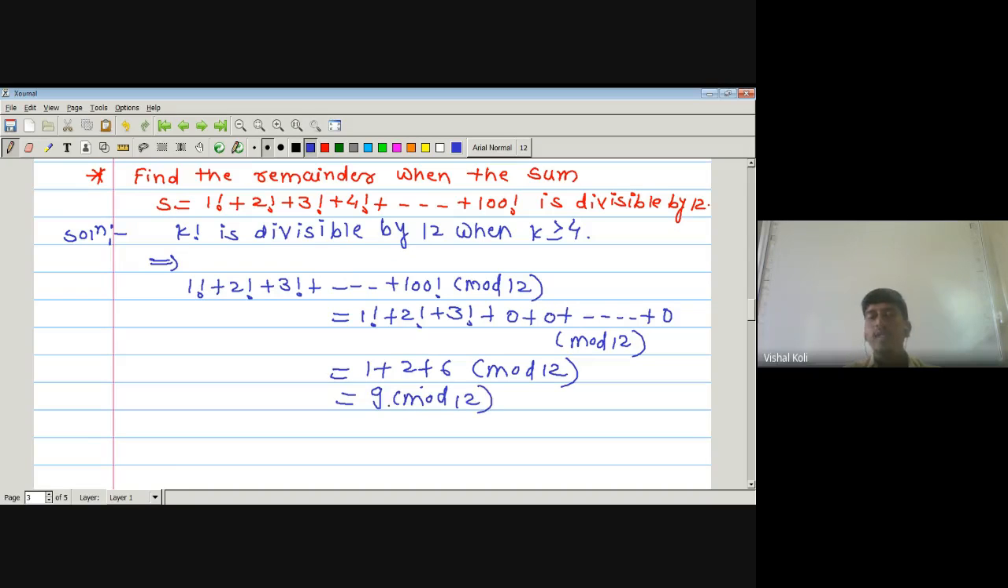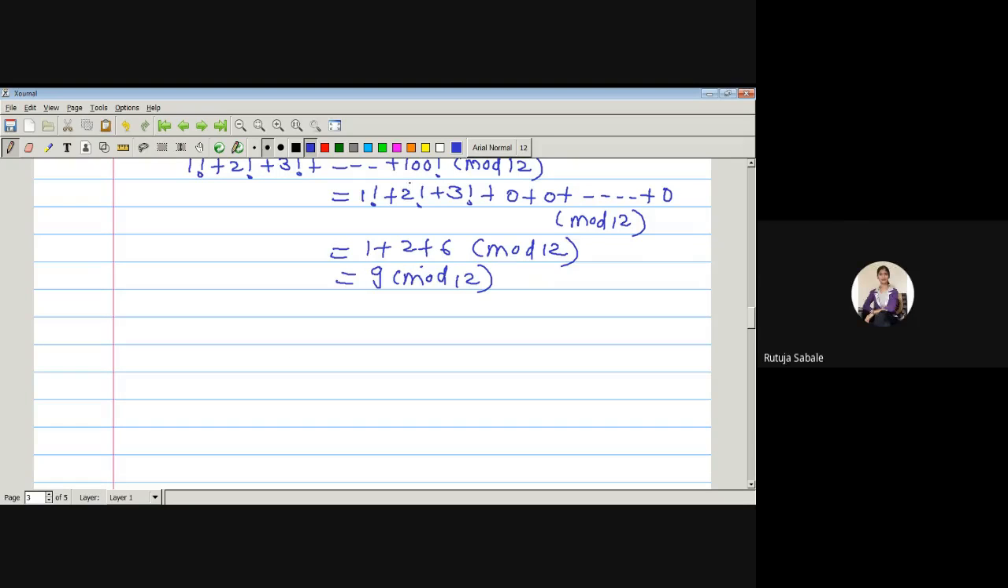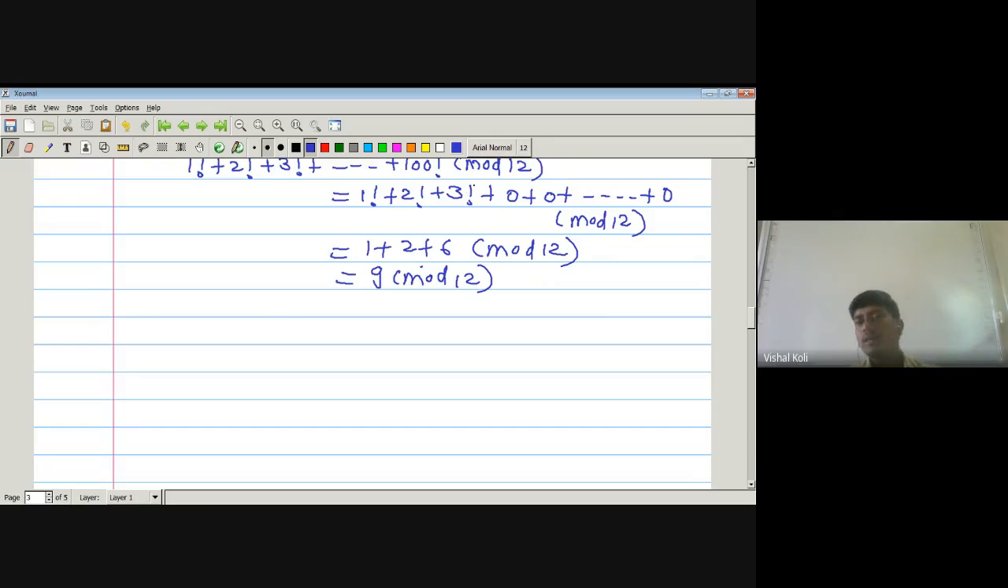Then what should be the remainder? If 1 factorial plus 2 factorial plus 3 factorial plus up to 100 factorial is divided by 12, then what should be the remainder? Minus 3. Minus 3 over modulo 12 is nothing but 9. Since the remainder is always non-negative, 9 is the remainder.